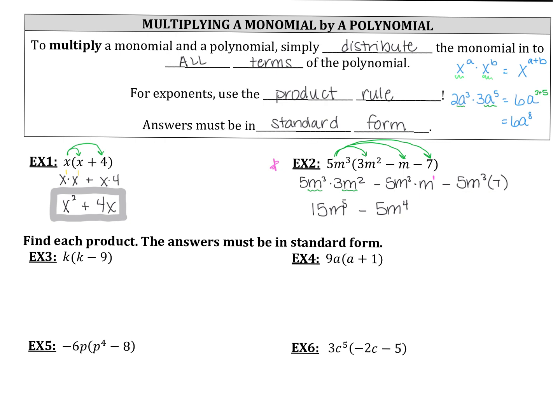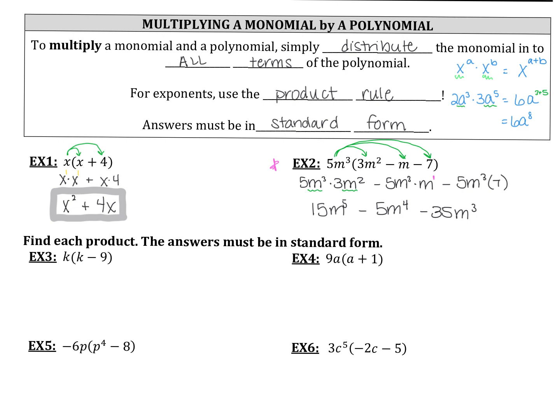And then finally I would multiply these two, but there's no other m's to add it to. So this would be minus 35m to the 3rd. And as long as my degrees go down in order, so 5, 4, 3, keeps going down, I have done this correctly. This is multiplying a monomial by a polynomial.